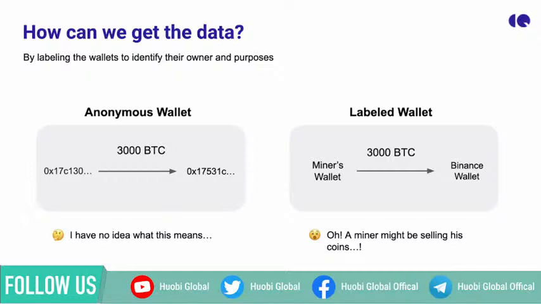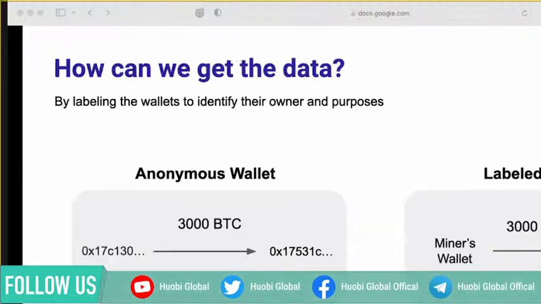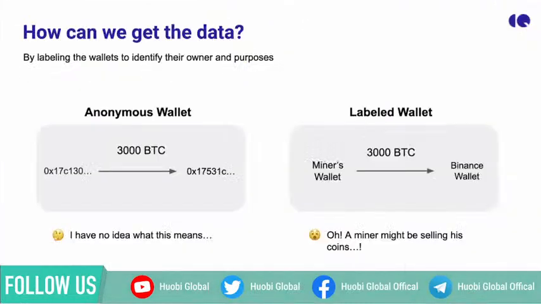So we need to know what this is. But if we have already labeled the wallet, we know what this is. If we have labeled that the first wallet is a miner's wallet and the second wallet is, I don't know, an exchange's wallet, we can see that this kind of action will affect the price in the future. So we label the wallets.